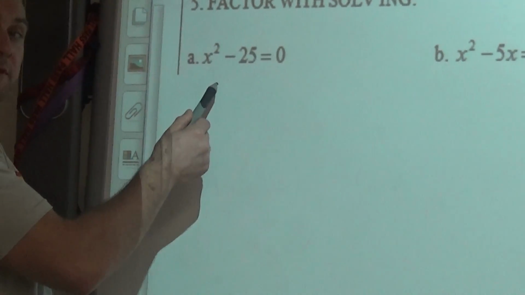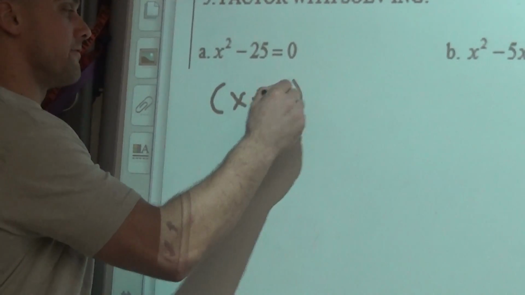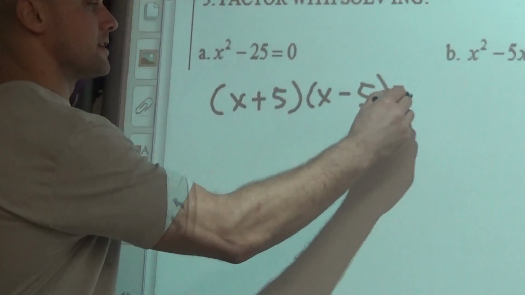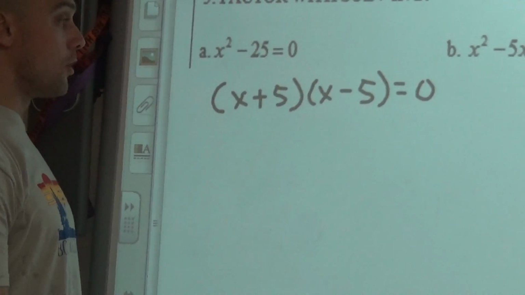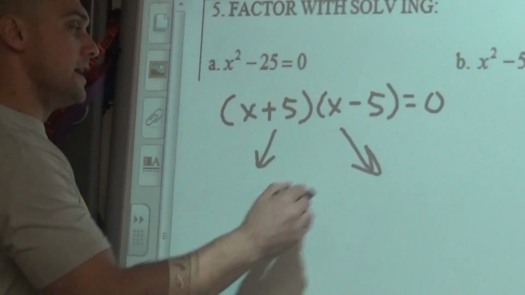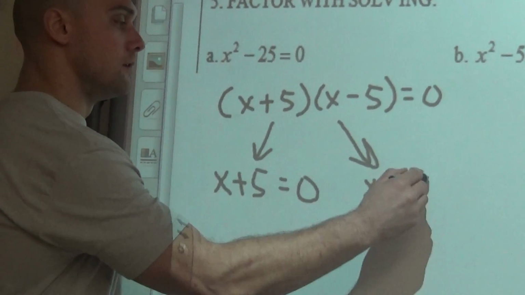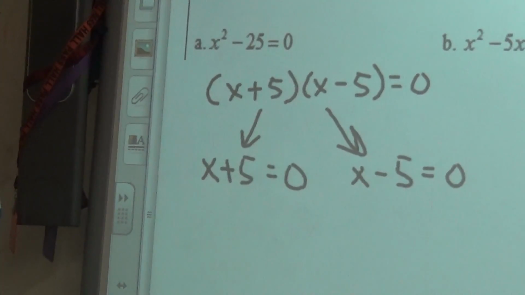So in the first one, we have no common factor and two terms. So I'm going to use the difference of two perfect squares. So the difference here now is because it's equal to 0, what we do is we set each factor equal to 0, and then here we just need to solve.